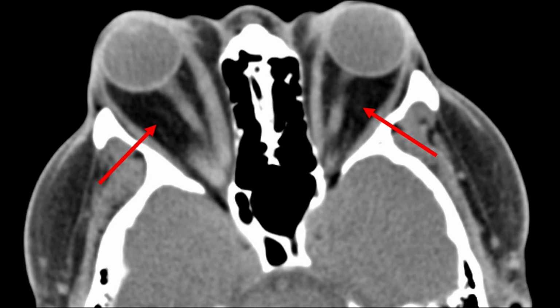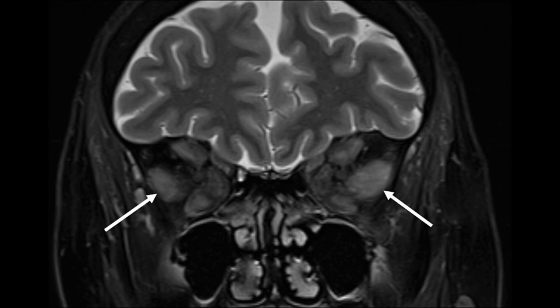Another important radiologic finding is the increase of orbital fat volume. The intraorbital fat becomes prominent, further contributing to ptosis. Imaging also helps in assessing disease activity.